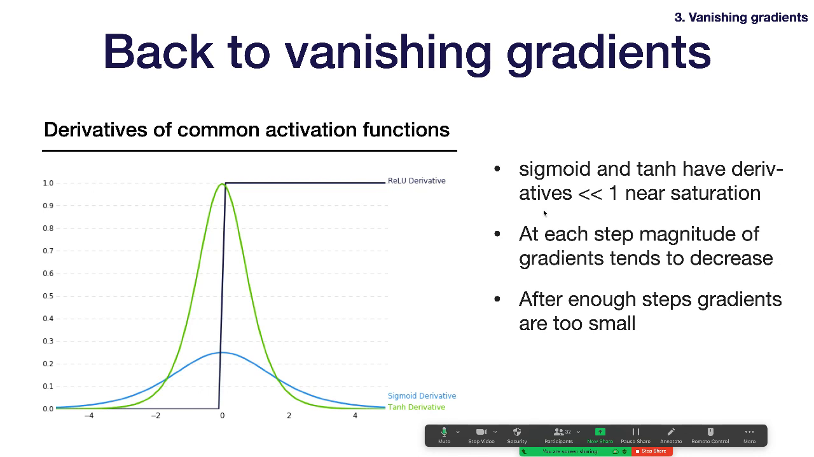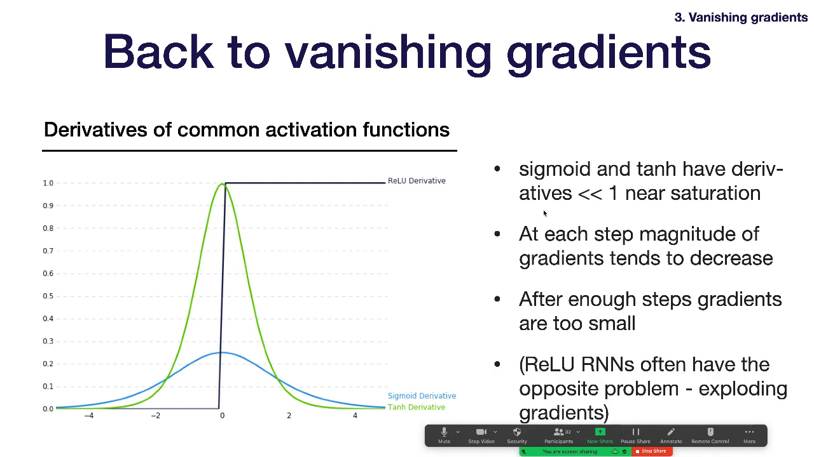And so one question you might ask is, well, what about ReLUs, right? ReLUs have a gradient that's equal to 1 anytime the input is positive. And the answer there is that ReLU RNNs in practice often have the opposite problem, which is exploding gradients, right? If you have many time steps, then gradients tend to get too big.